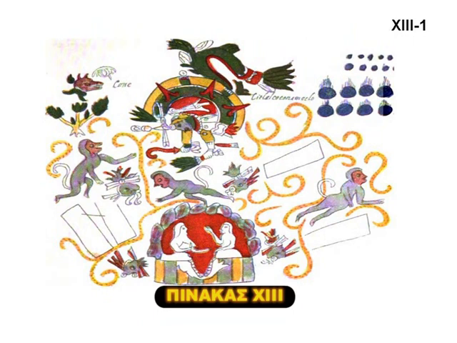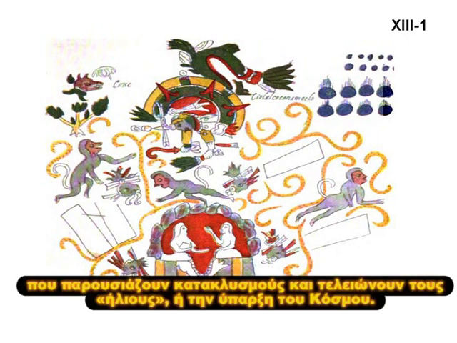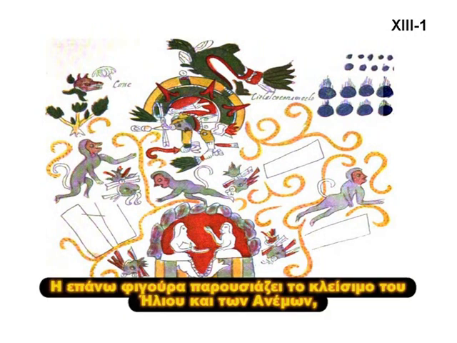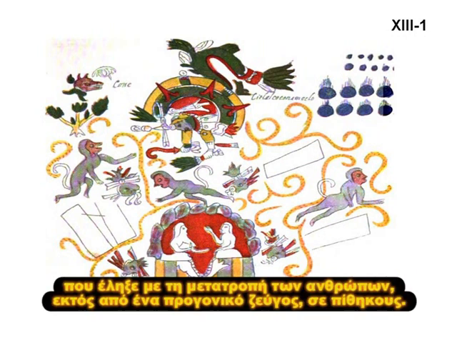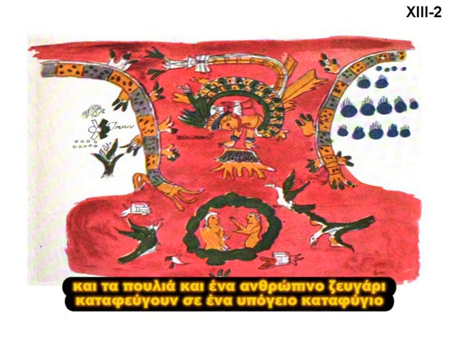Plate 13. Figures from Codex Vaticanus representing cataclysms bringing to an end cosmic suns, or ages of the world. The upper figure represents the close of the Sun of Winds, ending with the transformation of men, save for an ancestral pair, into apes. The lower pictures the end of the Sun of Fire, when saw birds and a human pair in a subterranean retreat escaped.